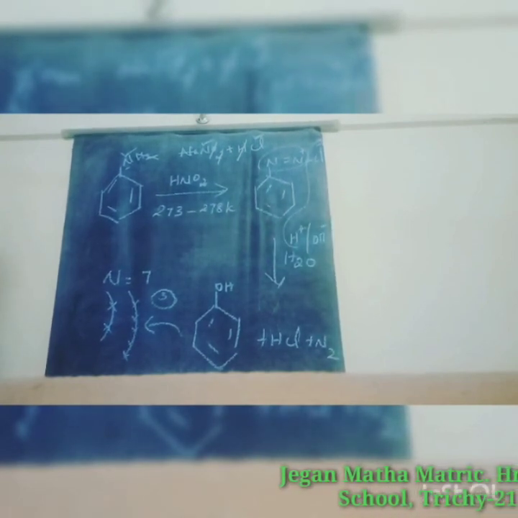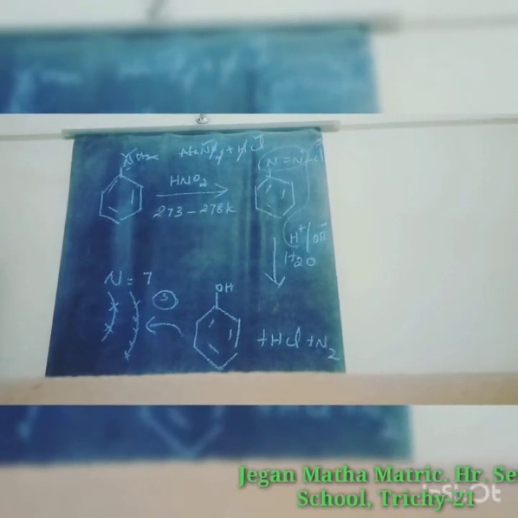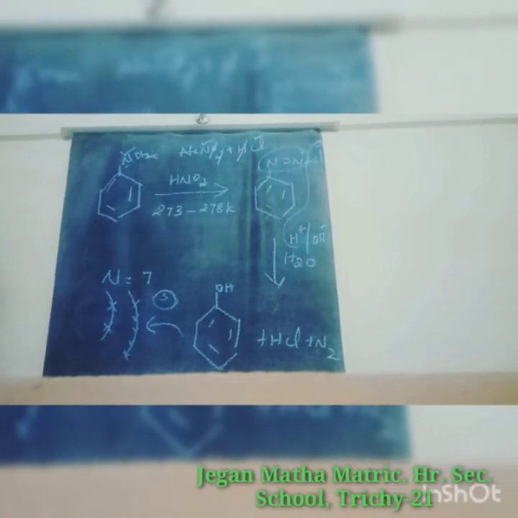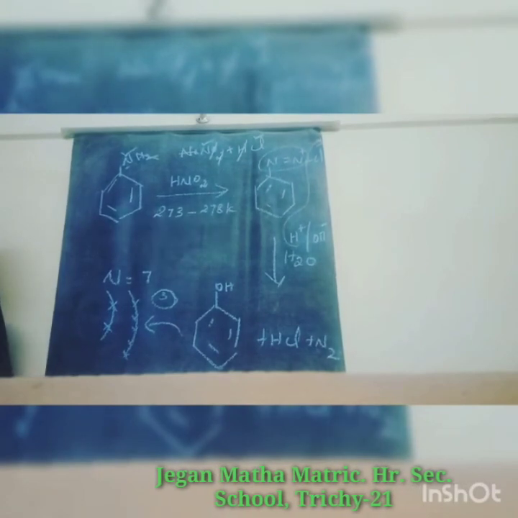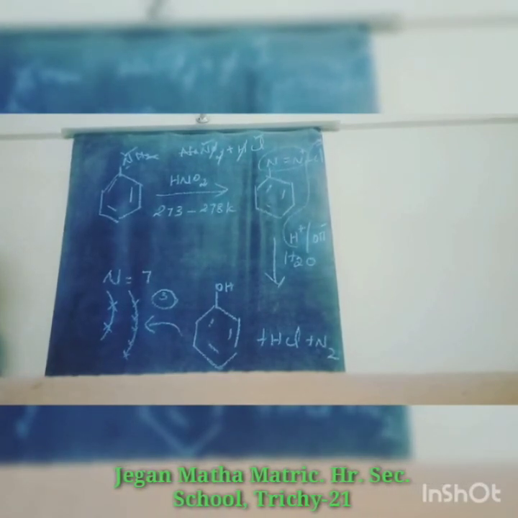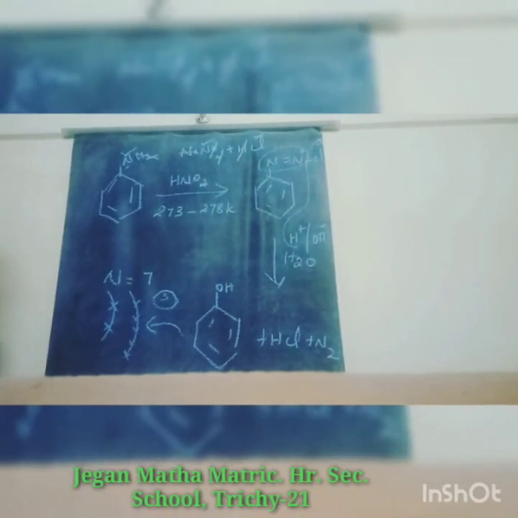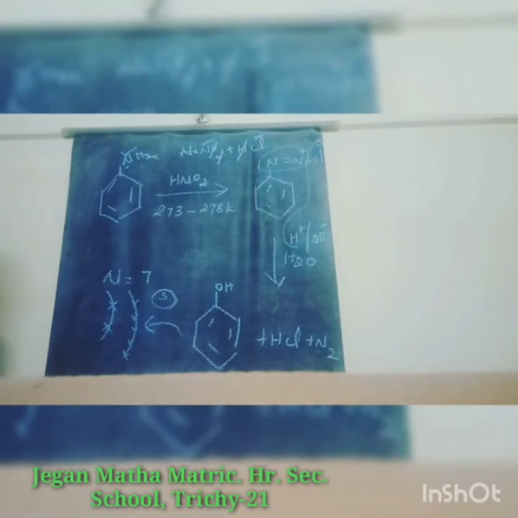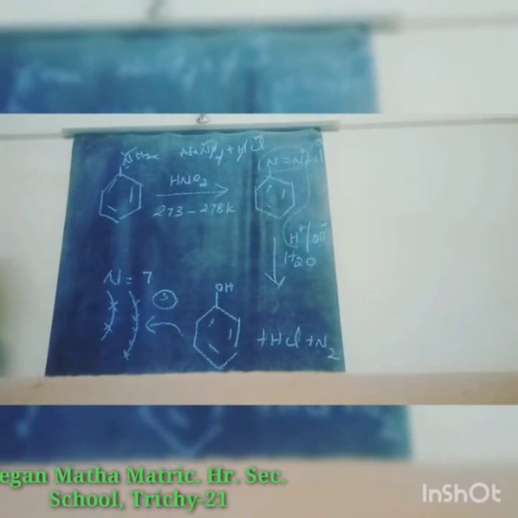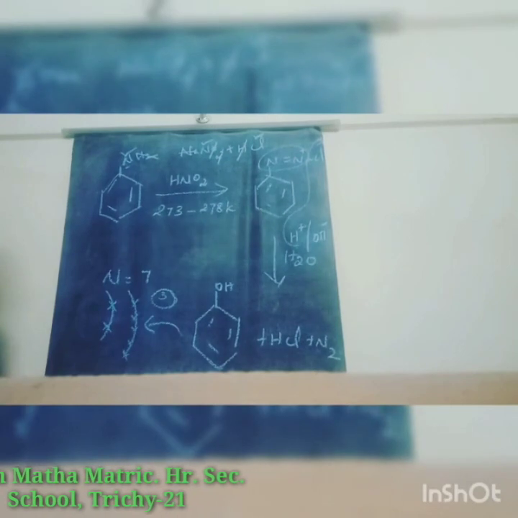And next one, from aniline, phenol preparation. So aniline in the presence of nitrous acid. Aniline is diazotized with nitrous acid at 273 to 278 Kelvin to give benzene diazonium chloride, which on further treatment with hot water in the presence of mineral acid gives phenol.